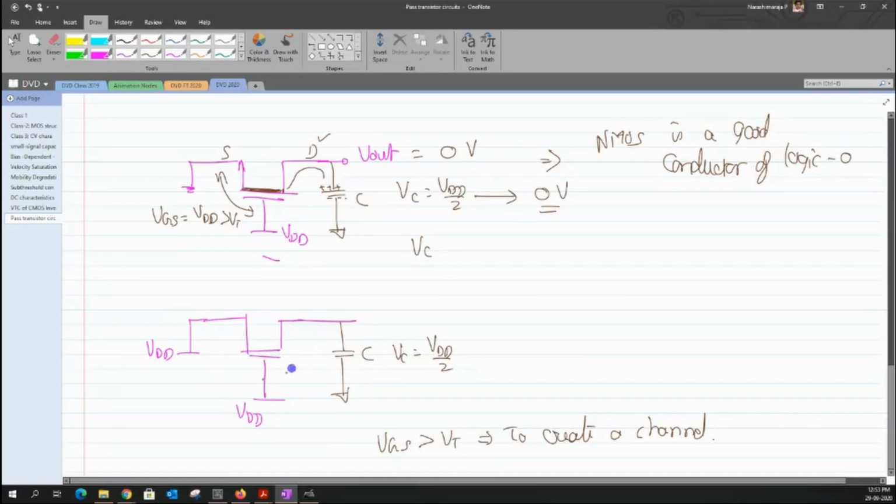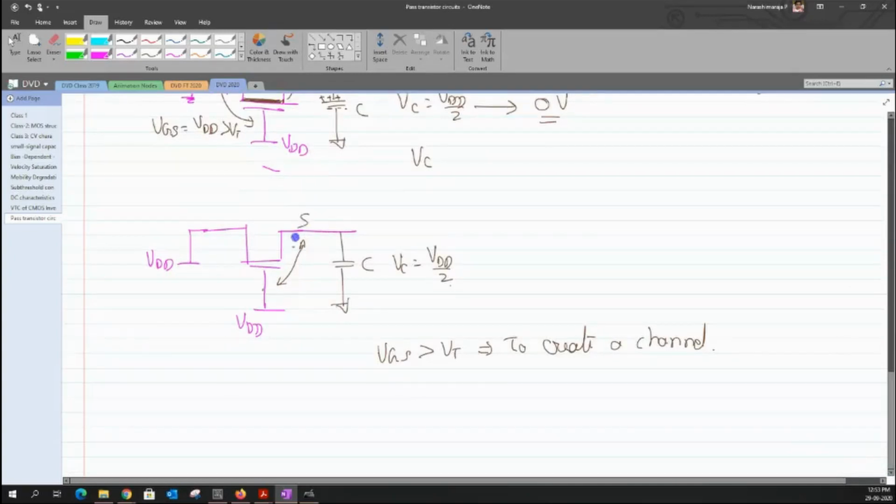Now, when I look at the right side terminal, you can see that there exists a potential difference equal to VDD by 2, just because of the initial condition that I have assumed here. Assuming that the right side terminal is my source, the value of VGS would be VG equals VDD, and the source is at VDD by 2, due to which we effectively have a VGS that is greater than the value of VT.